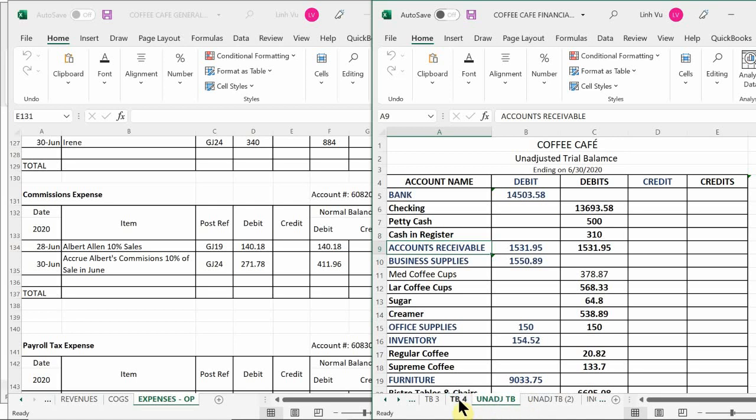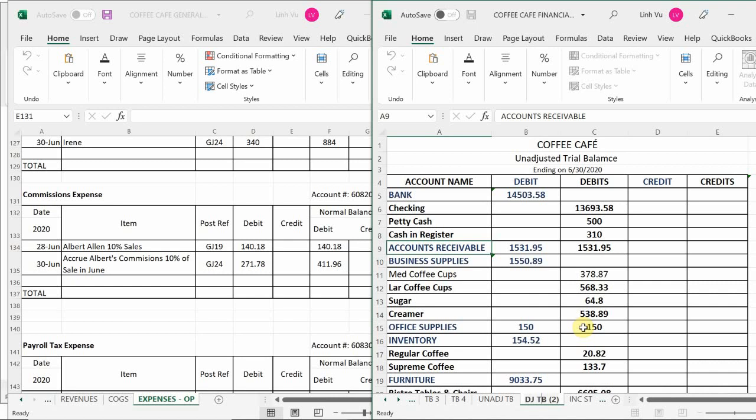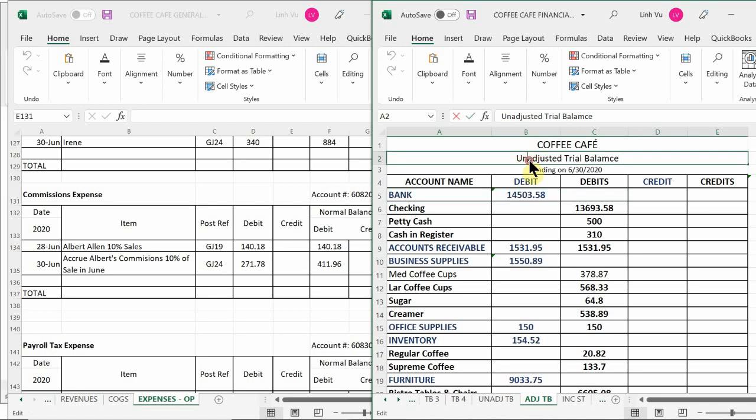So we have the unadjusted trial balance and then the unadjusted trial balance number two. We're going to click on this and rename it to make this one the adjusted trial balance. And then we're going to make a few changes here too, to make sure that this is the adjusted, not unadjusted.